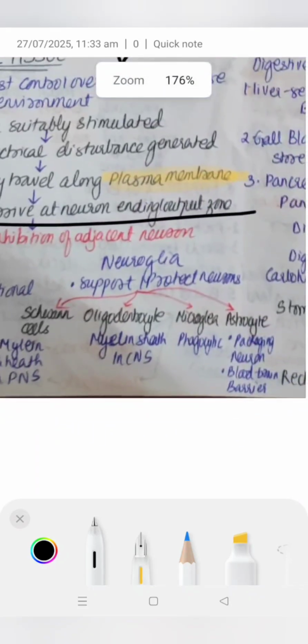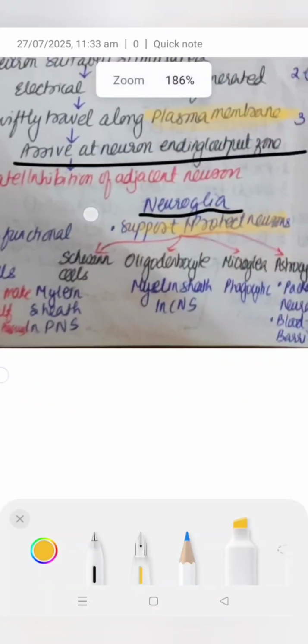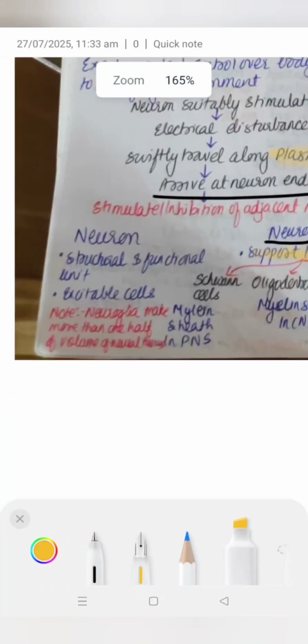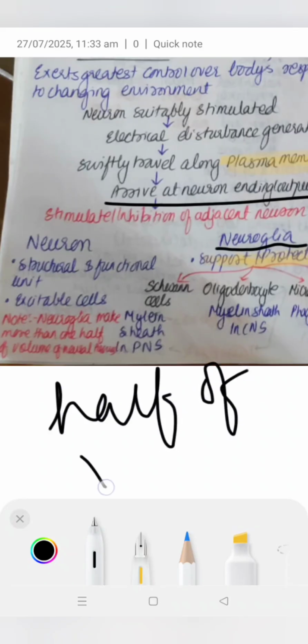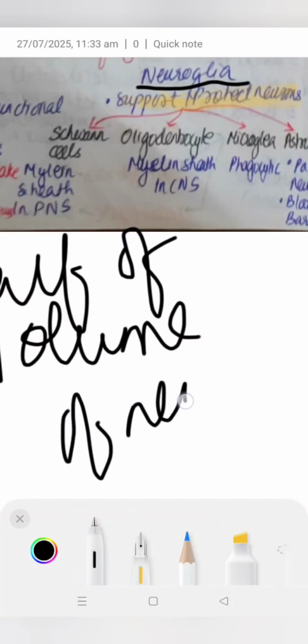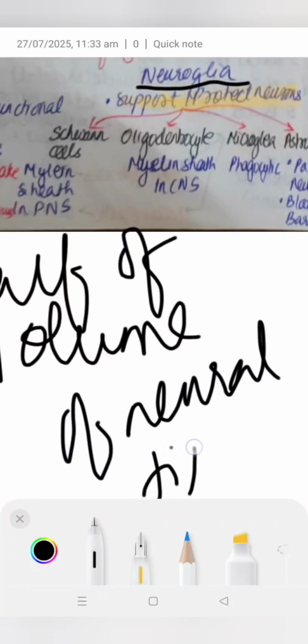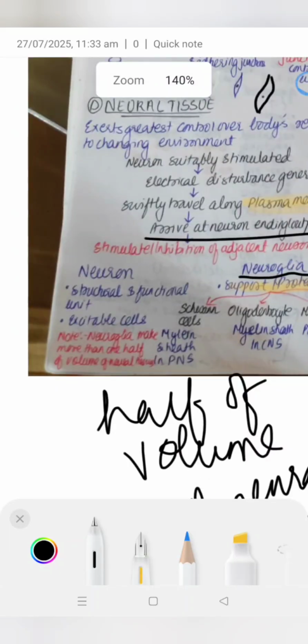And next we have neuroglia, which supports and protects neurons. Which cells support and protect neurons? Neuroglia support and protect the neurons. Neuroglia make up more than half of the volume of neural tissue.